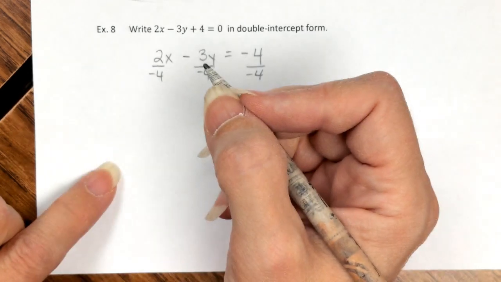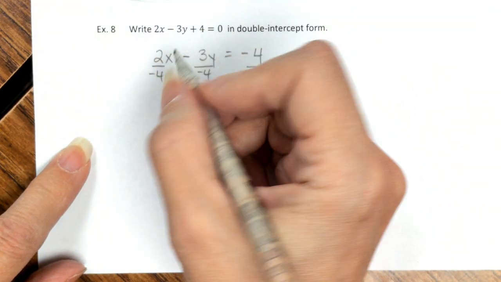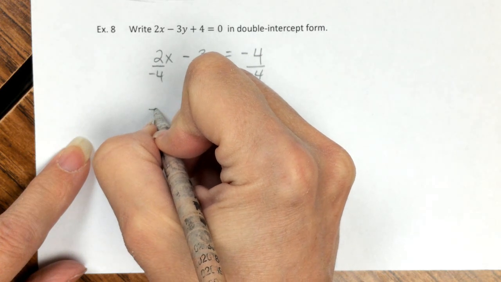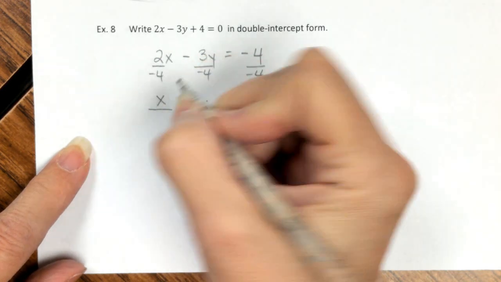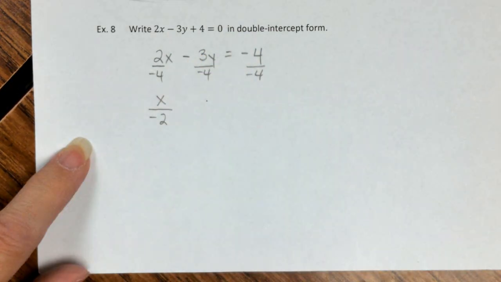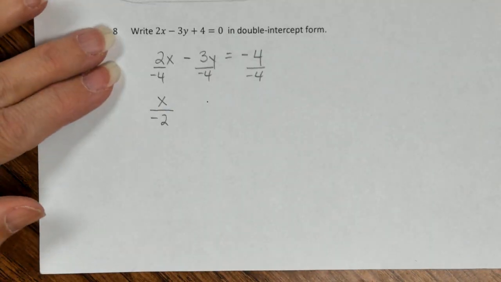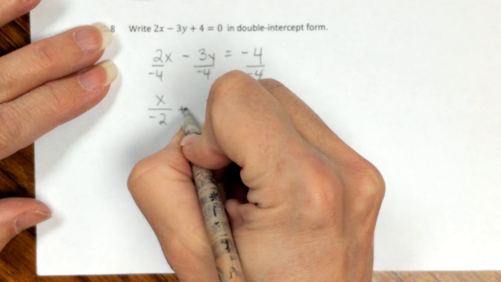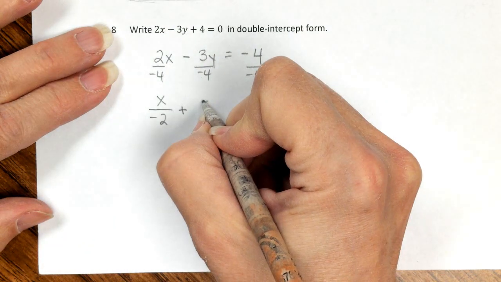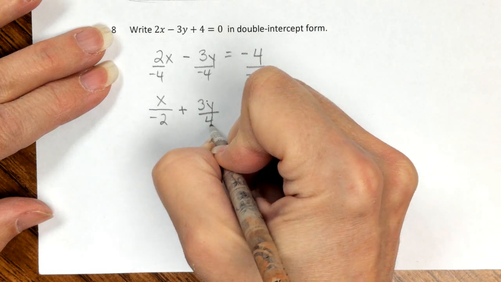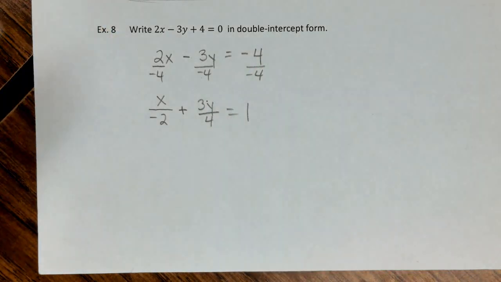This gives us negative. Okay, we don't normally do this, so I'm going to go ahead and keep the negative on the bottom. So I basically have x over negative 2 when we reduce this. And then a negative divided by a negative, so this is plus 3y over 4, and that equals 1.